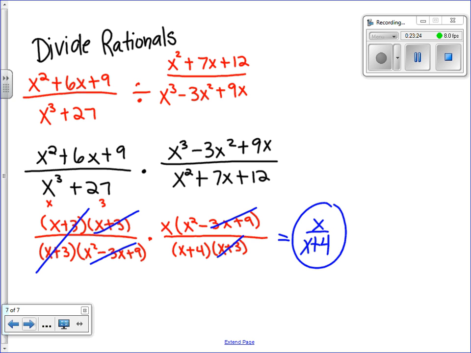The hardest part is the factoring. You've got to be able to factor. If you still can't factor, then you need to look up some videos. You need to go to Khan Academy. You need to go to YouTube. Whatever. You need to practice factoring. You've got to be able to do it. Okay? All right.